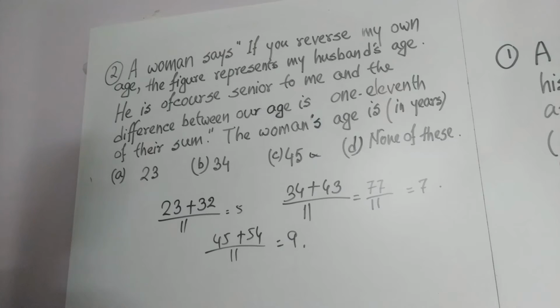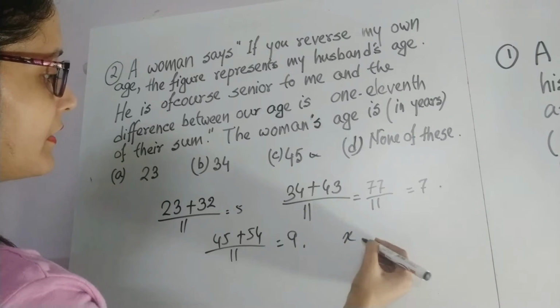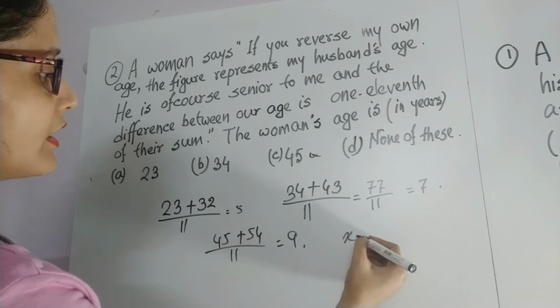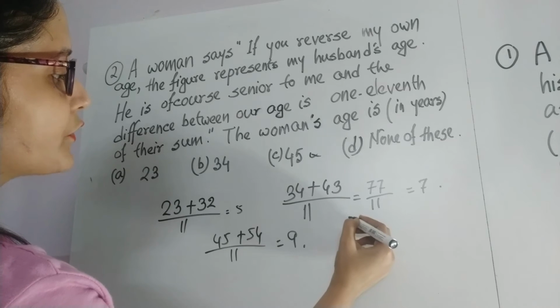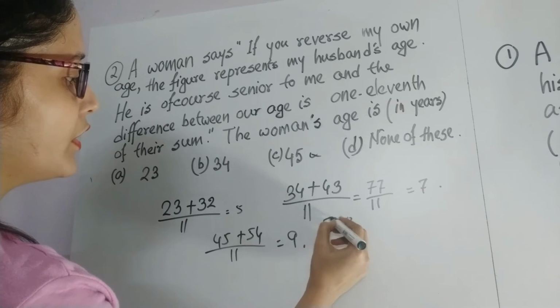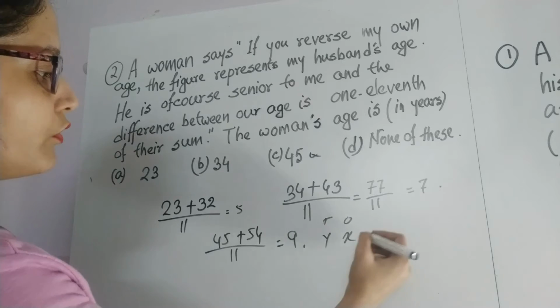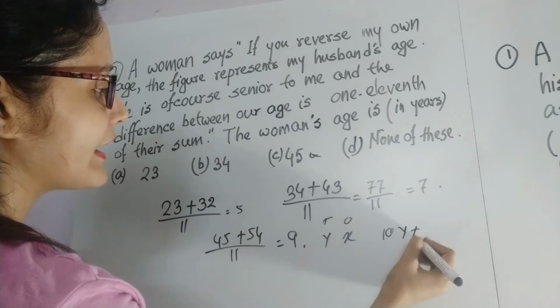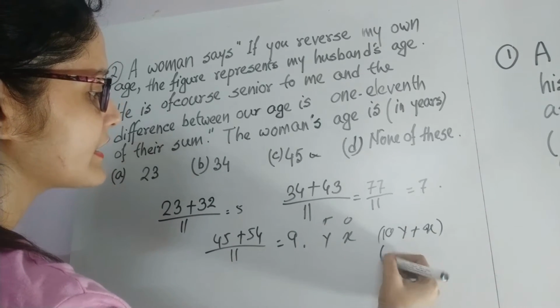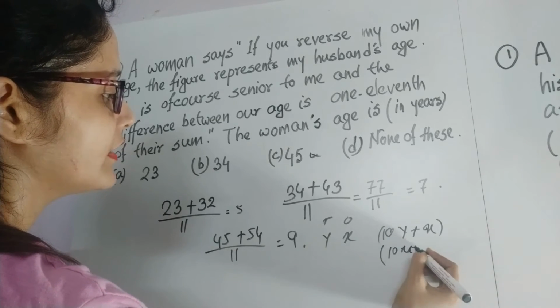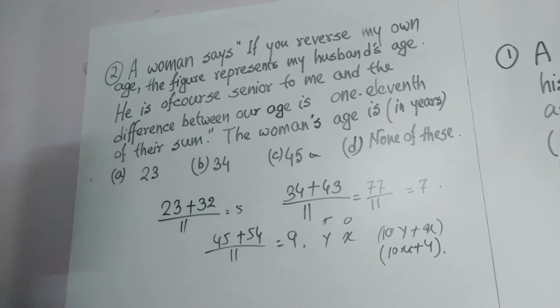Now if you want to follow the same traditional path to solve this problem, that will become very much time consuming. Okay, like women's age is X. Suppose women's age, in one's place you need to write X, in tens place you need to write Y. So women's age is 10Y plus X. Husband's age is 10X plus Y. This will become too much laborious. So here you need to follow the trick. Okay.